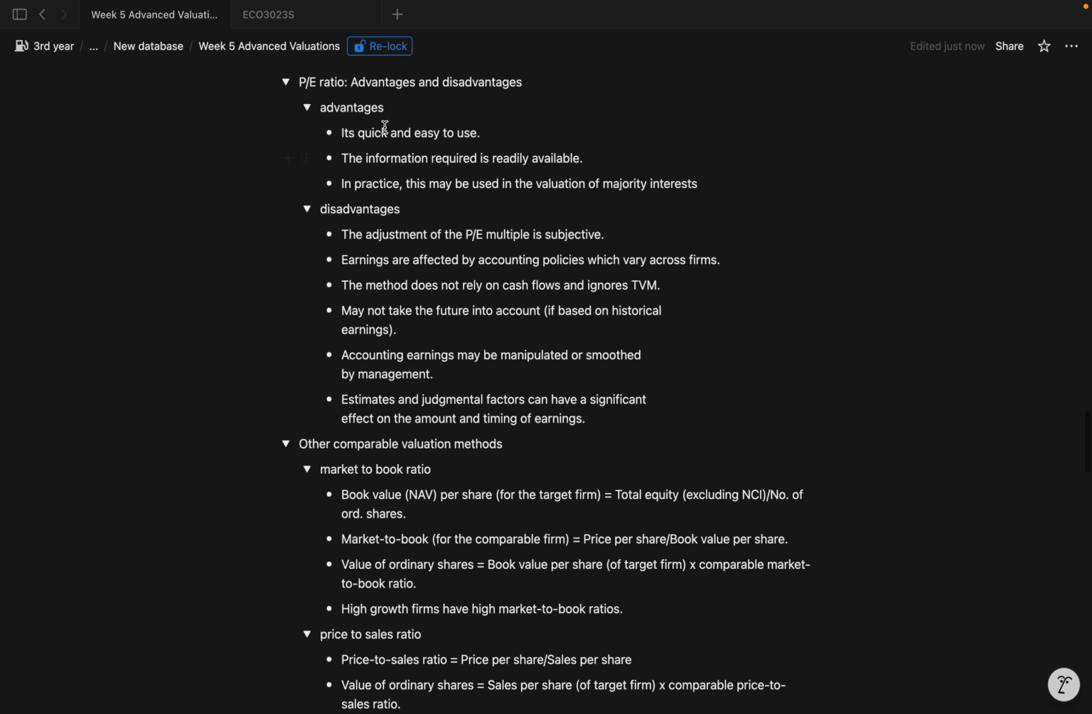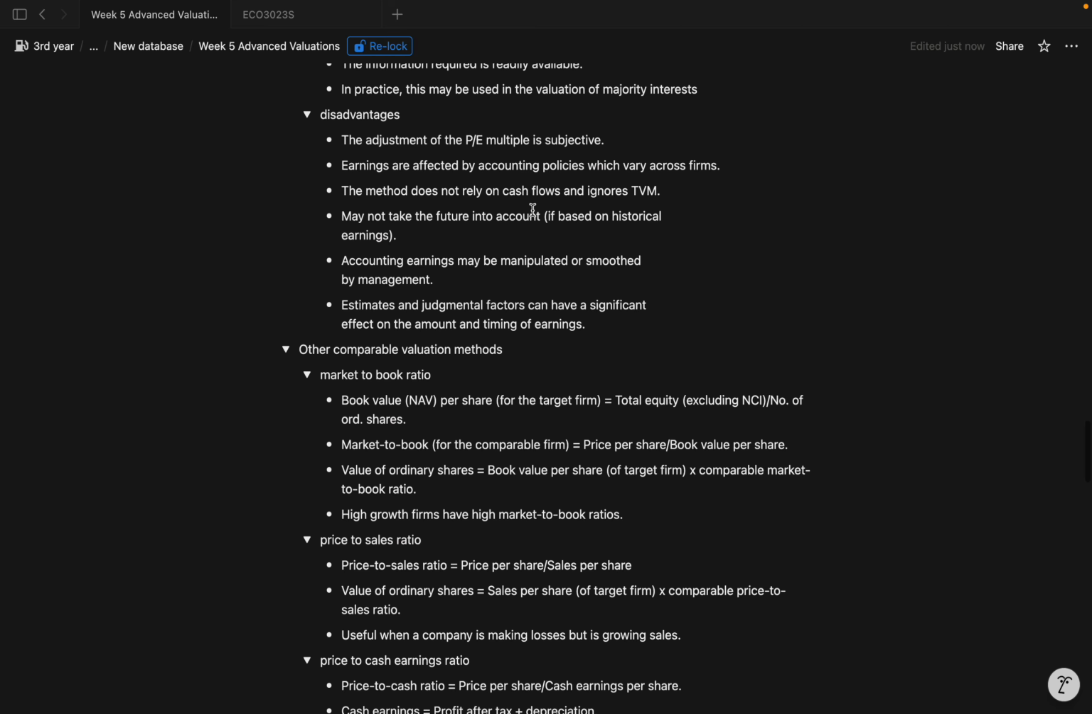And so advantages and disadvantages of a PE ratio is that it's quick and easy to use. The info is readily available, and it's useful in the valuation of majority interest. But oftentimes its adjustment is subjective. Earnings are affected by accounting policies which vary across firms. It ignores the time value of money and doesn't rely on cash flows, which is very important for us finance people. I'm not a finance person necessarily, but in general. May not take the future into account, especially if it's based on historical earnings, and these points here as well.